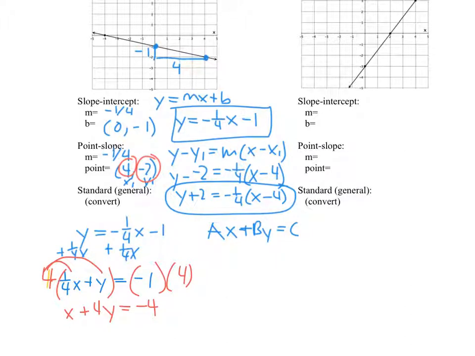And I check my coefficients, make sure they're all integers. They can be positive or negative, but I can't have fractions or decimals, and x and y are on the same side. So that would be standard form.